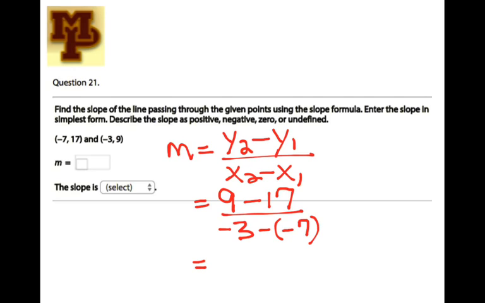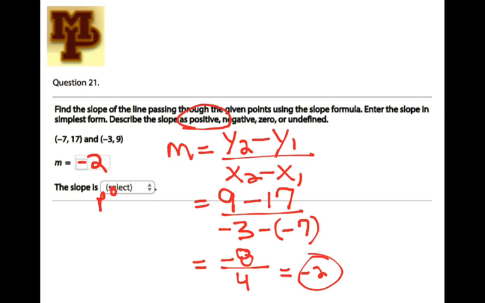So on the top that would be 9 minus 17, which would be negative 8. And then on the bottom, that's actually negative 3 plus 7 because of the double negative. So negative 3 plus 7 is a positive 4, and that reduces to be negative 2. So this particular slope would be negative 2. And there's probably a drop down for positive, negative, 0, undefined. Undefined would be if you are dividing by 0. If you had 0 on the top, that would be just 0.